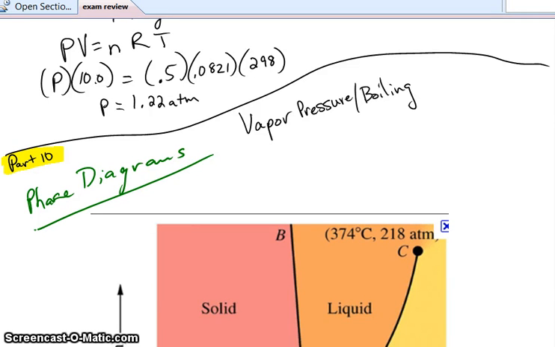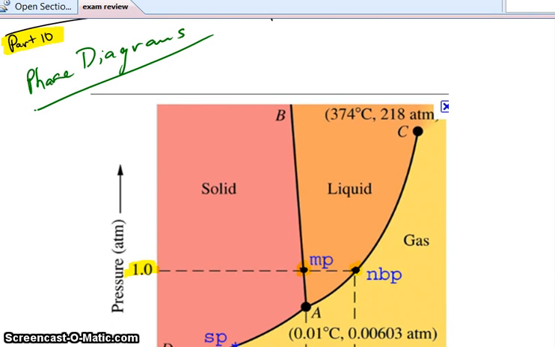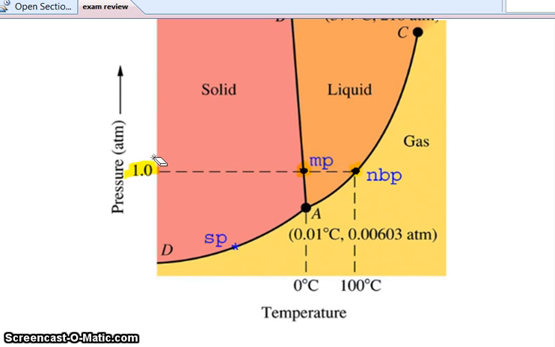Okay, exam review video part 10. Phase diagrams. We had tried to squeeze phase diagrams in the last video and it just wasn't possible. So today we're going to look at a phase diagram. This is a phase diagram for water.